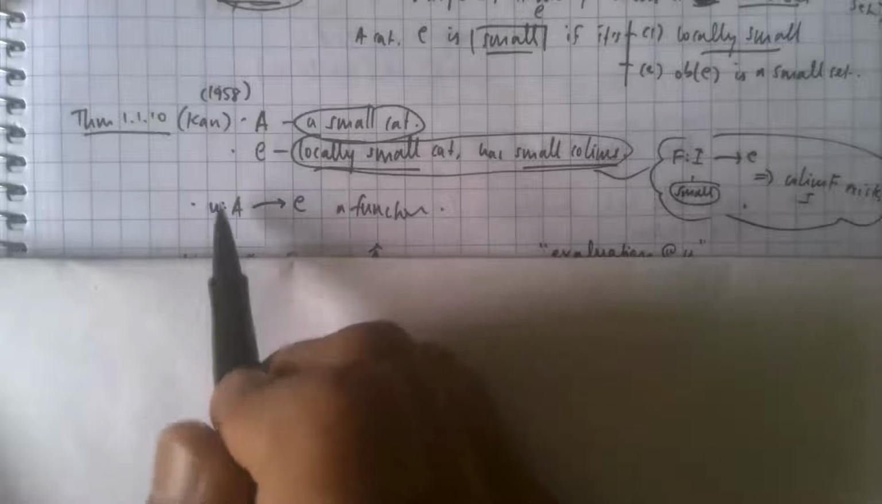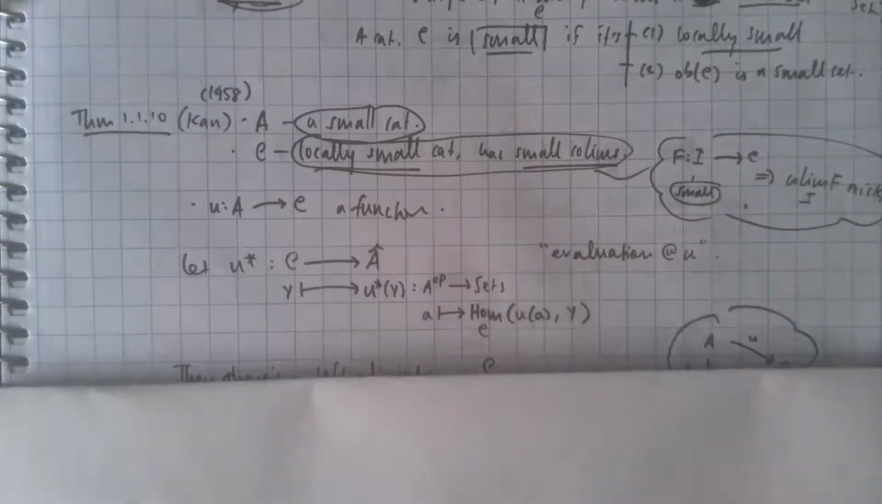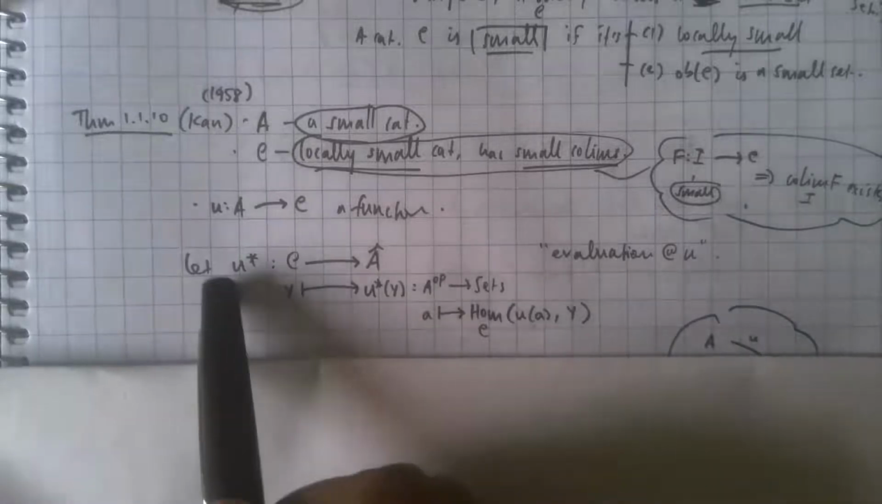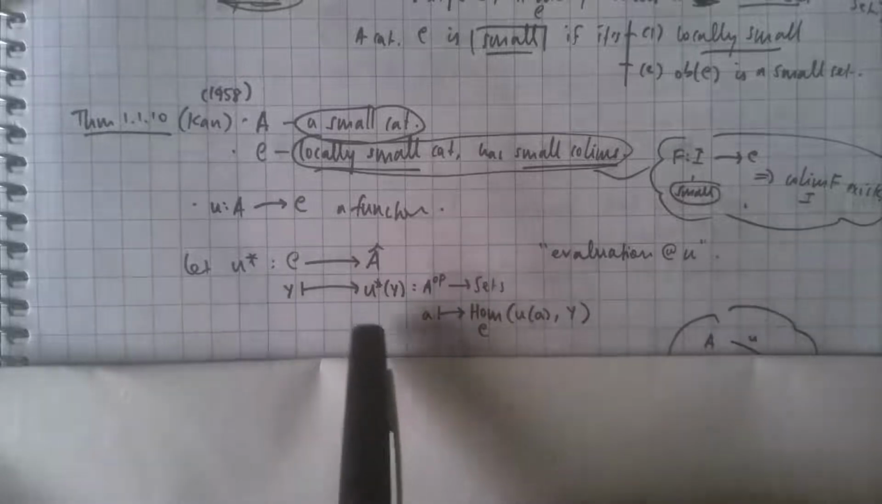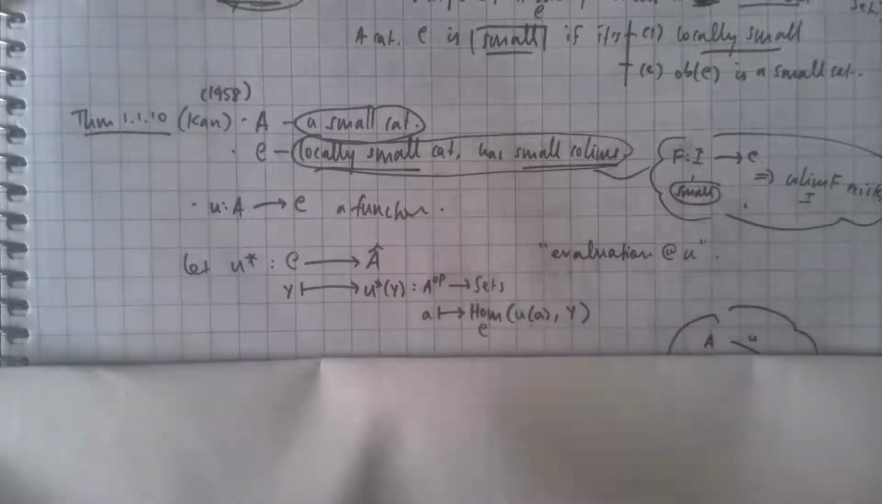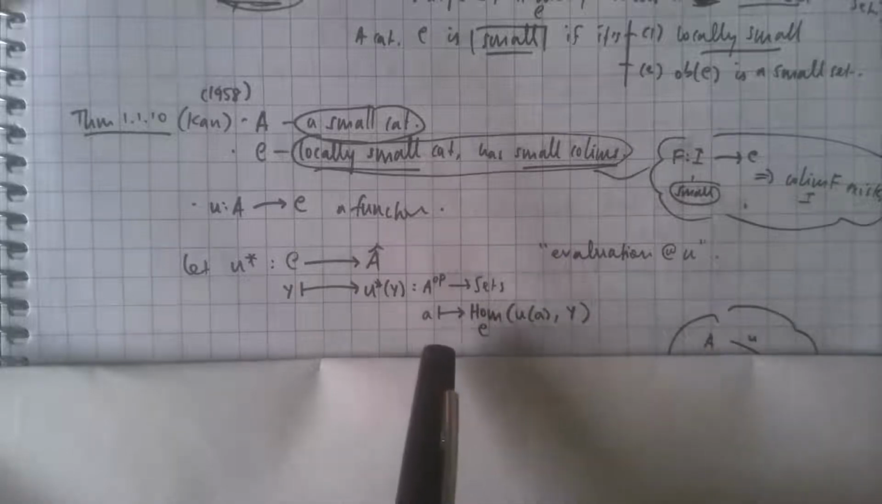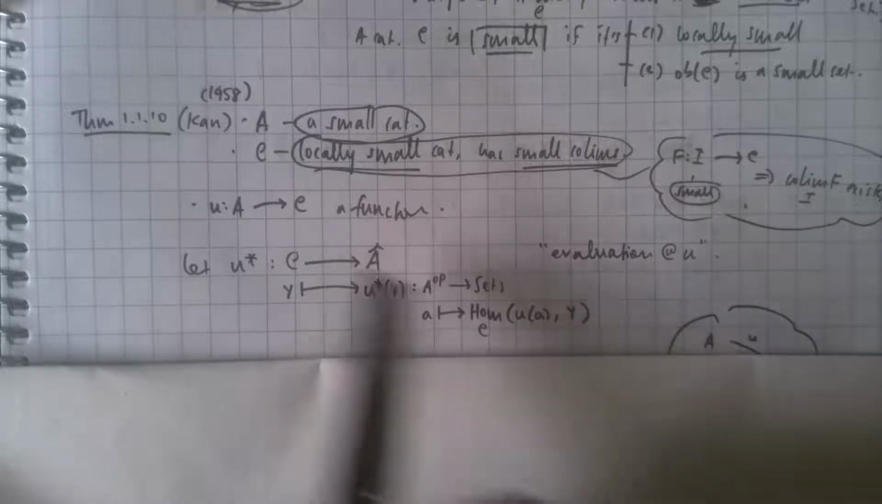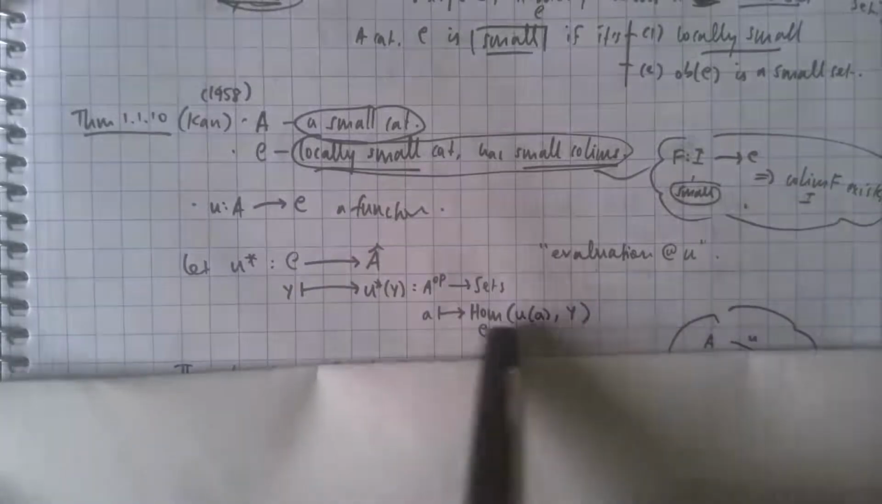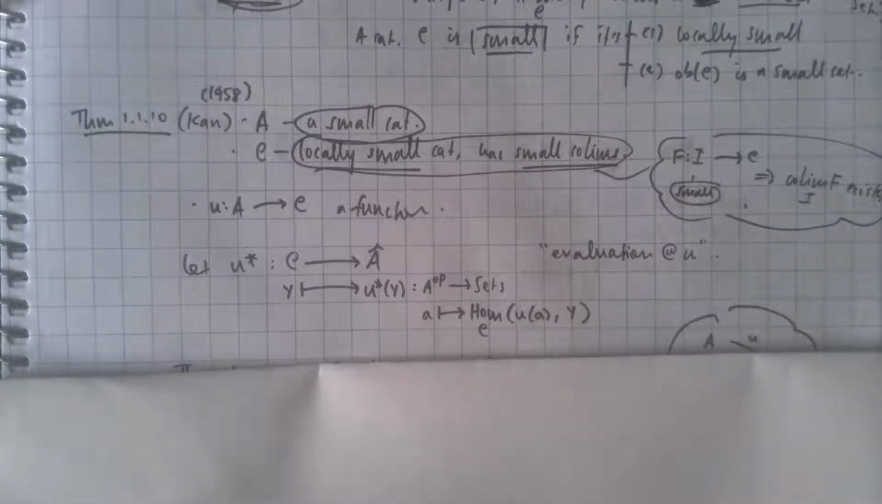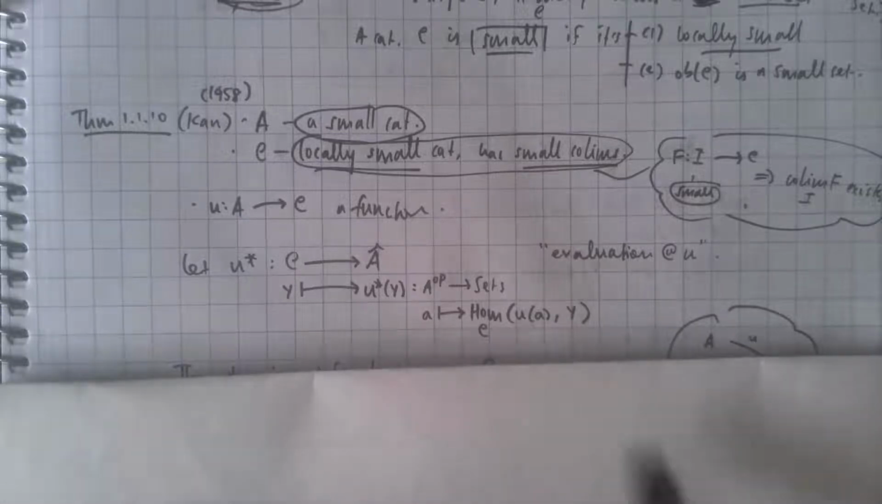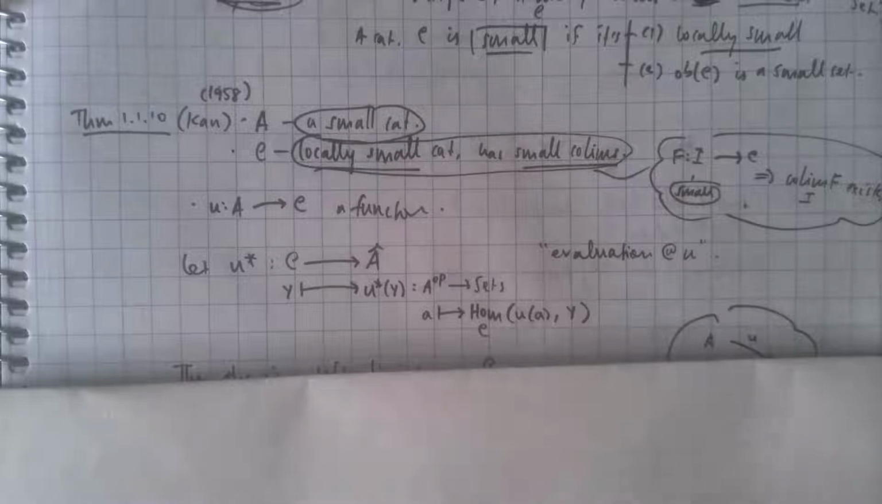And say you have a functor U from A to C. Then he defines this functor U star from C into presheaves over A, that sends an object Y into this presheaf U star Y that's defined in this way. So it takes an object A into the set of Homs in C from U of A into Y. A little bit of a brain bender, but it'll make more sense when we see a concrete example like simplicial sets.